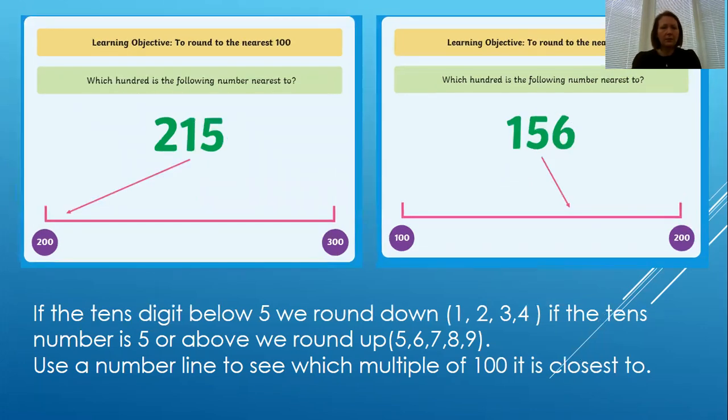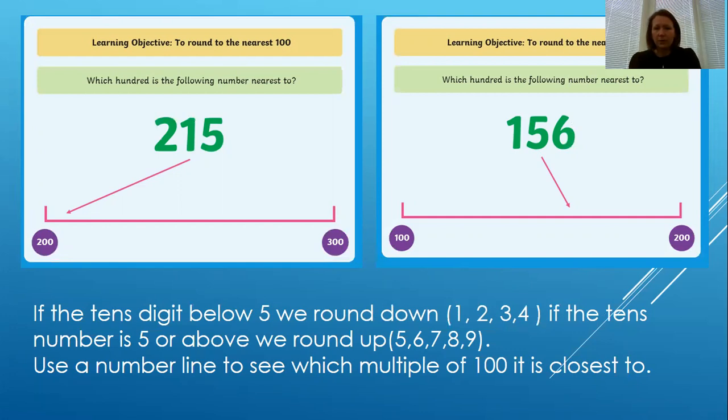It's exactly the same for when we're rounding to the nearest 100, but this time we're looking at the tens column. If the tens digit is below 5, 1, 2, 3, or 4, then we round down because it will be closer to the hundreds below it. If the tens number is 5 or above, then we round up. So 215, if you put that on the number line between 200 and 300, it will be nearer to 200, so it rounds down to 200.